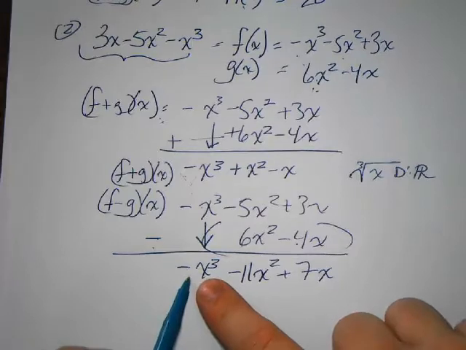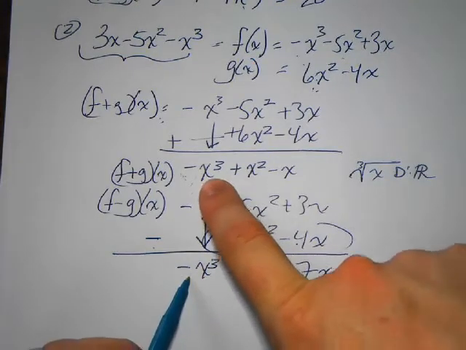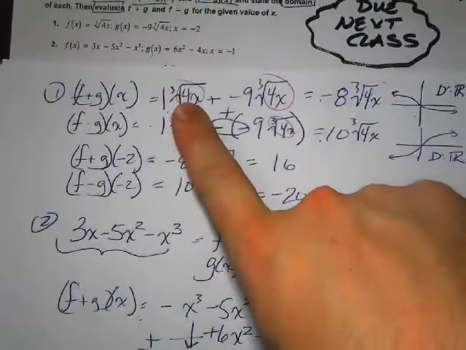Alright, negative cube root function, so it matches what we just saw up here, which matches on the first one, so it looks like this. Our domain will be the same, all real numbers.